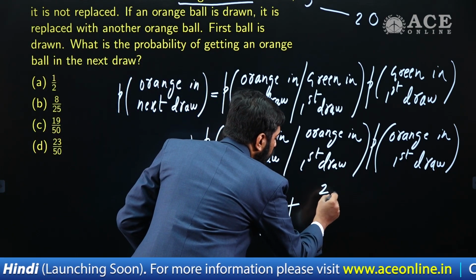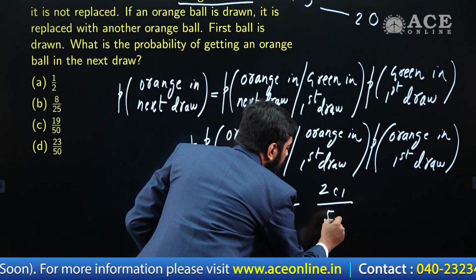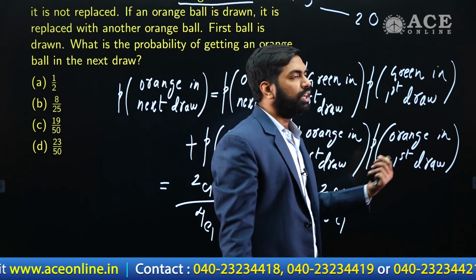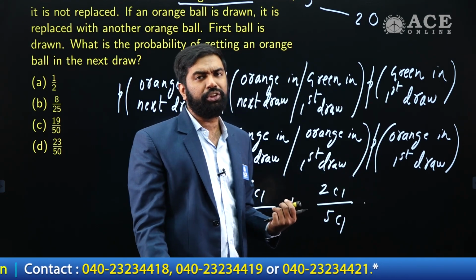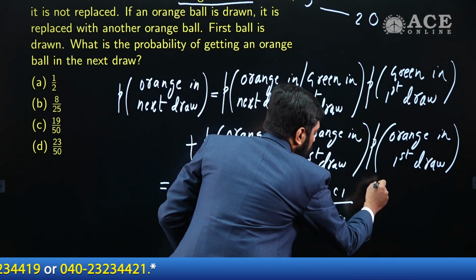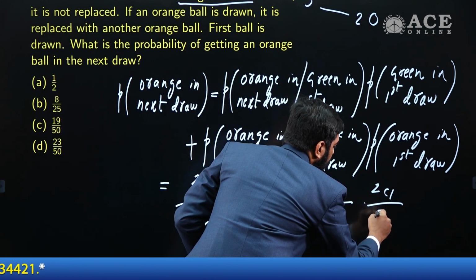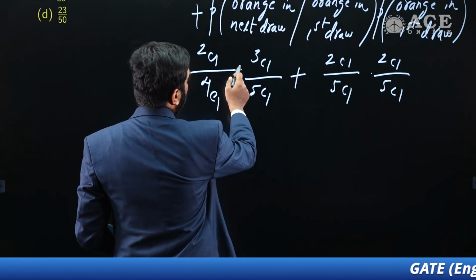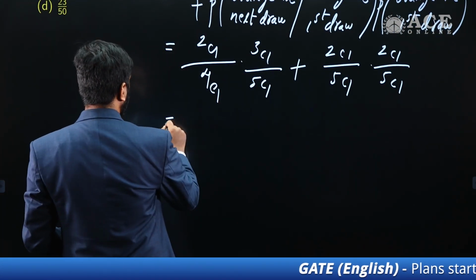So it's 2C1 by 5C1 into, what's the probability of drawing orange in the first draw? So when I talk about the first draw, so what's happening? There are 5 objects and you want one orange. So it's 2C1 by 5C1. If you simplify this, that's our answer. So let's simplify this. What do we get?